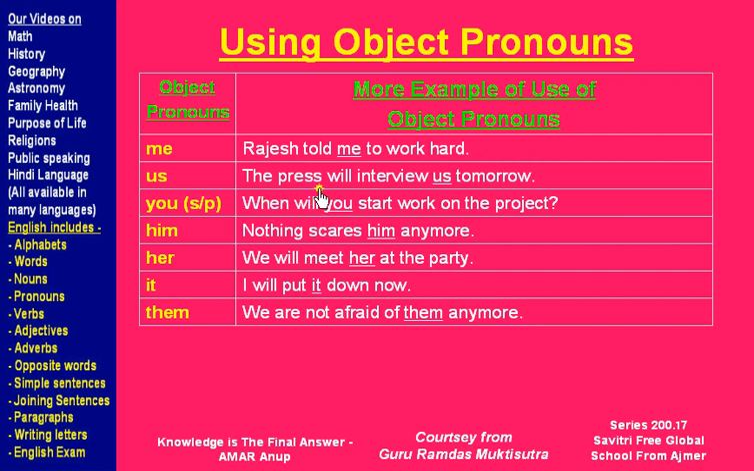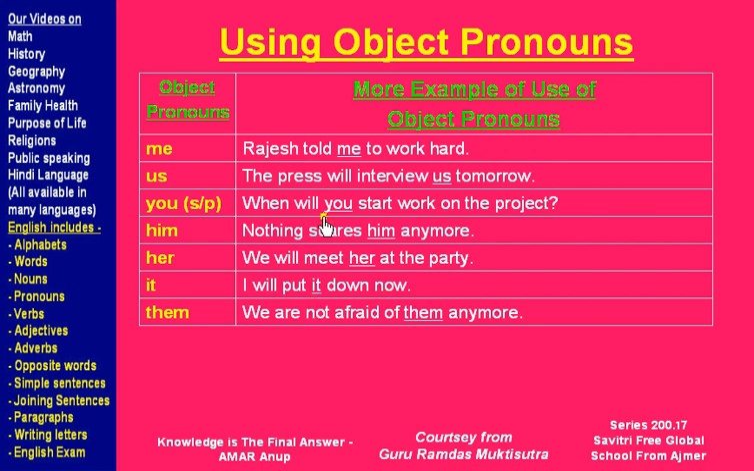The press will interview us tomorrow. In this sentence, will interview is the verb. Who will be doing the action of interview? The press. So the press is the subject, and who will be the recipient of that interview, with whom they will be doing the interview? With us. So us is the object pronoun, and "us tomorrow" is the object part of the sentence.